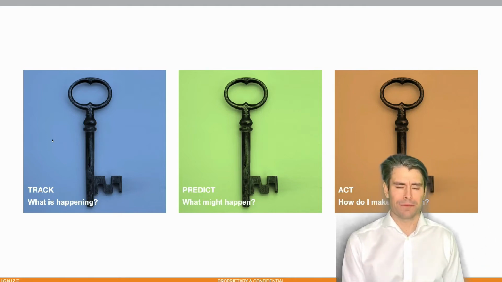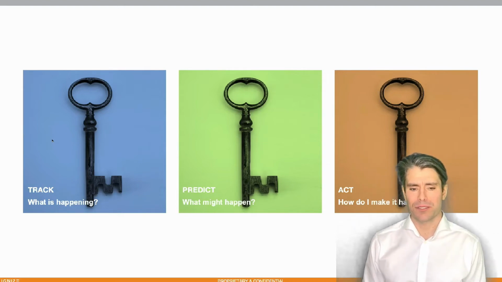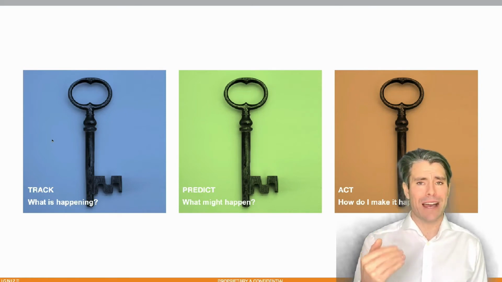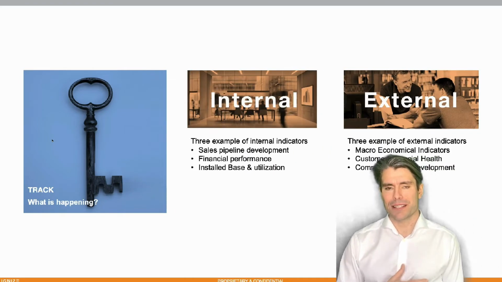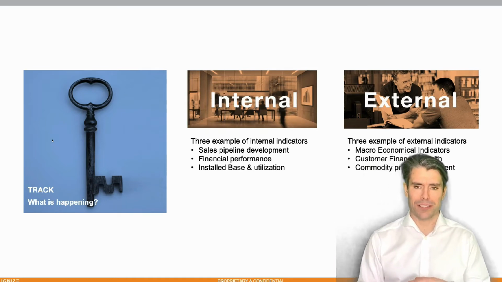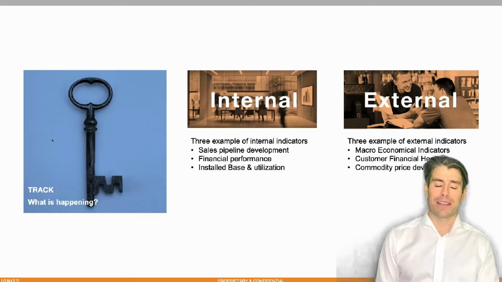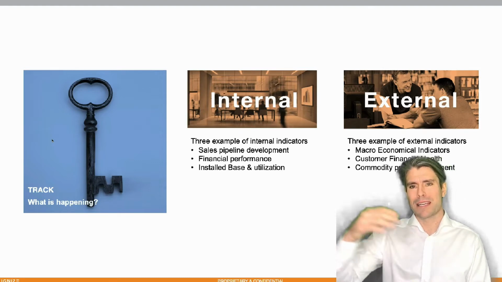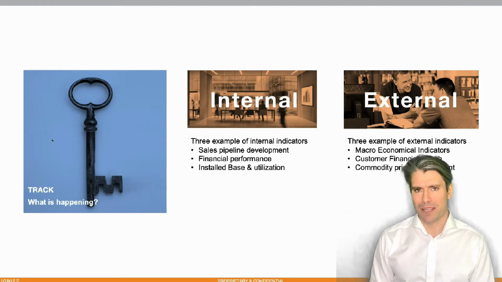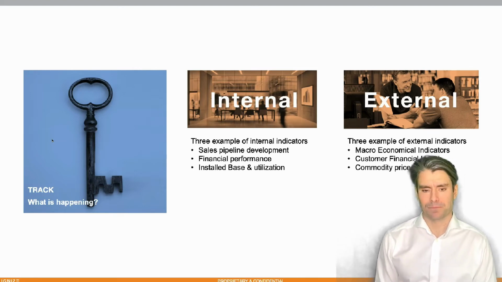So the first one, track the relevant indicators, what is happening in the market. The second one is to understand what might happen, and the third one is to make sure that you act to make it happen. So when it comes to tracking these indicators, our recommendation is to widen the perspectives, not only relying on the information that you are creating internally through your teams, but also leveraging externally available information and let that support your modeling.